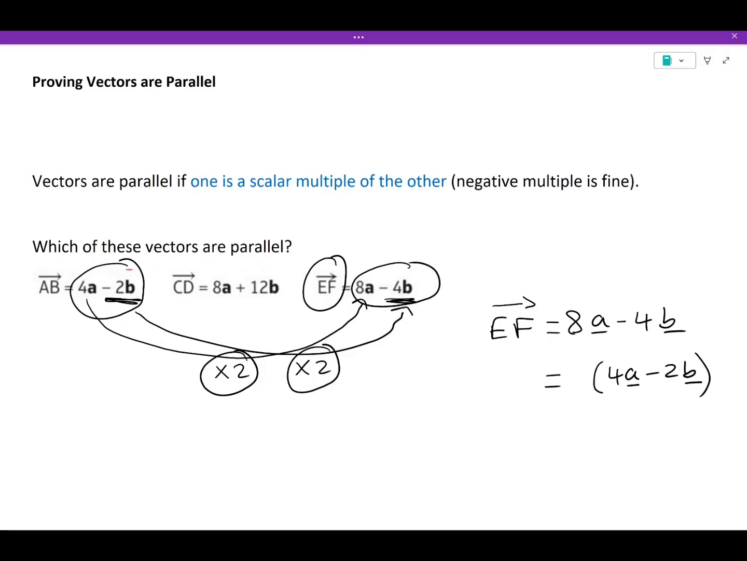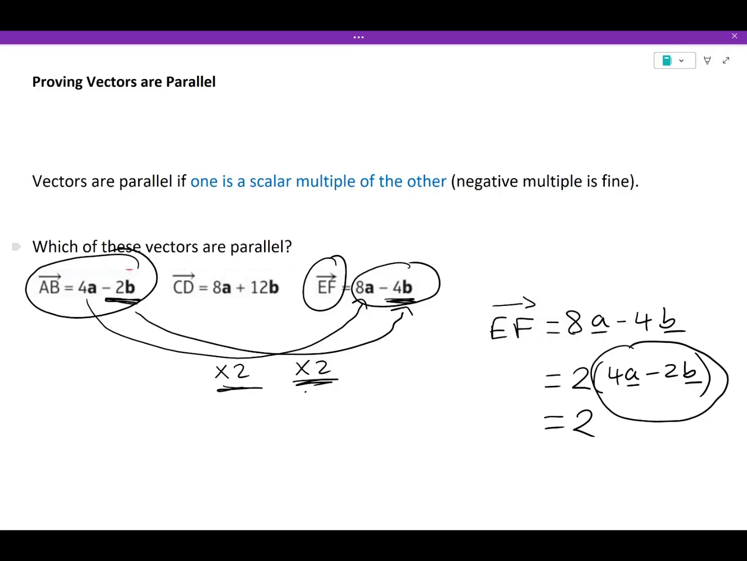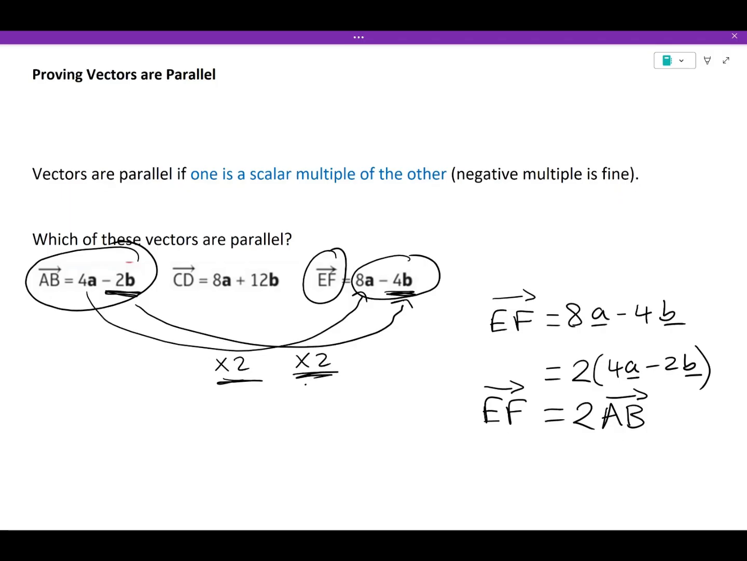Well, I know what that number should be. It should be these 2's that I've got here. So I need to put a 2 in front of my bracket. And now that statement is correct. E to F would be equal to this down here. Now what I'm going to do next is replace my bracket, because my bracket 4A take 2B is equal to A to B, which we've got from that statement there. So I can write in place of that bracket A to B like this. So what I've essentially concluded is that E to F is equal to 2 lots of A to B.